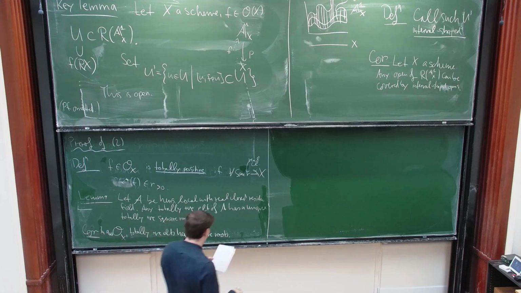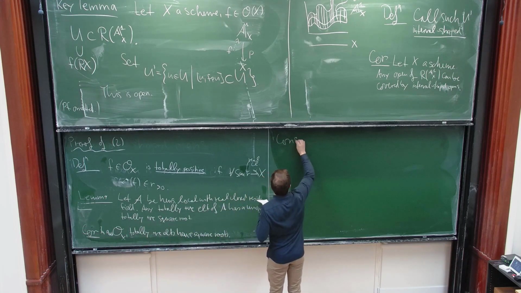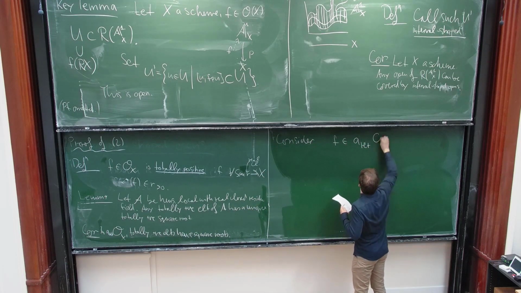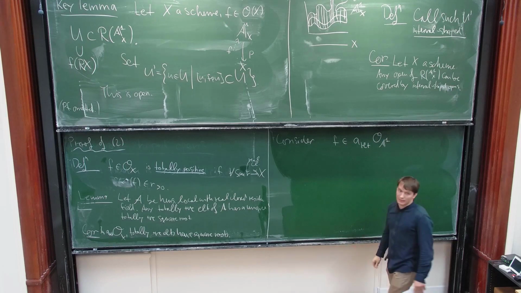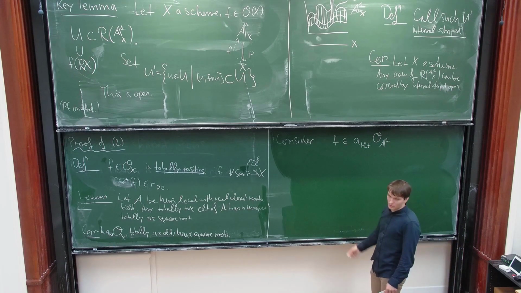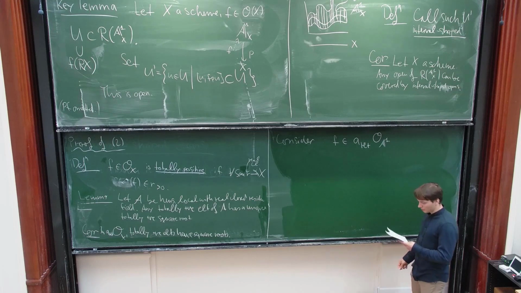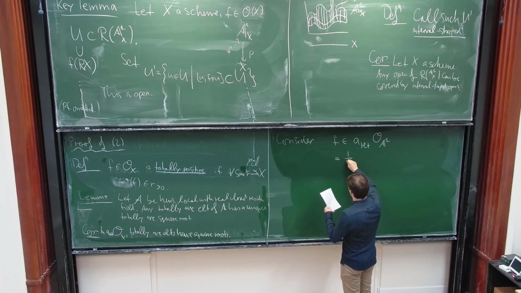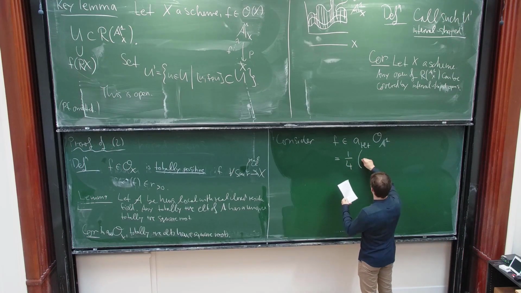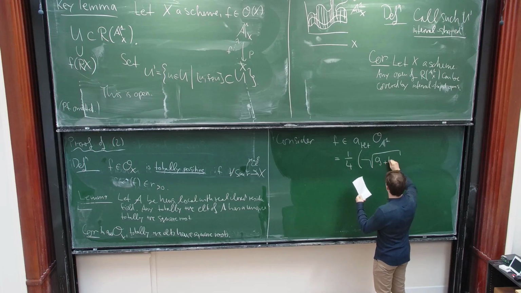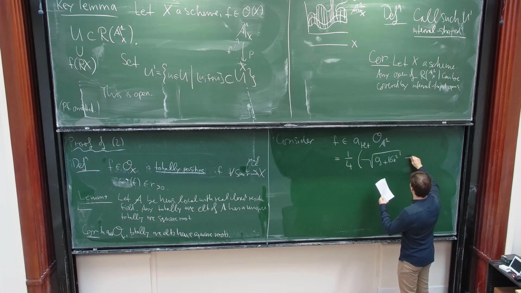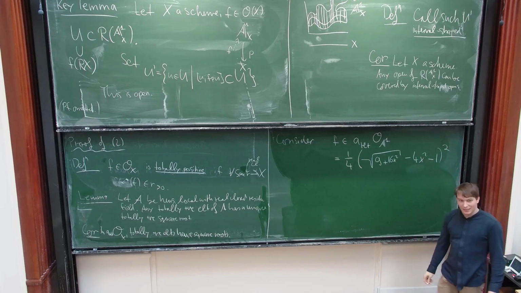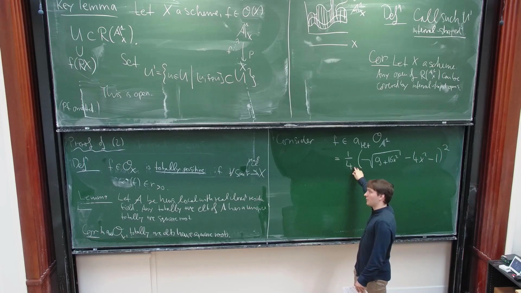So consider the following function. This will be f, and it will live on the affine line. It doesn't really matter what the base is, Z or S or Q. It will be a universal thing that I can do. And it will be the following function. It looks a bit weird, but it's 1/4 of this. Okay, that's the function.